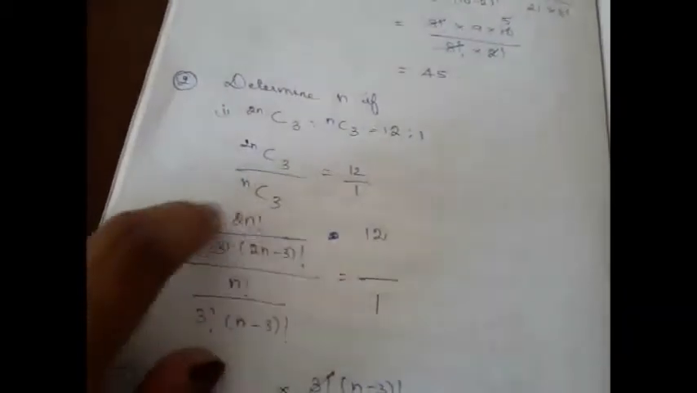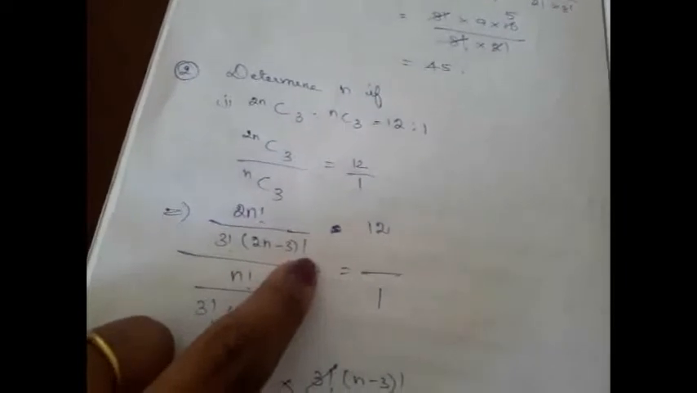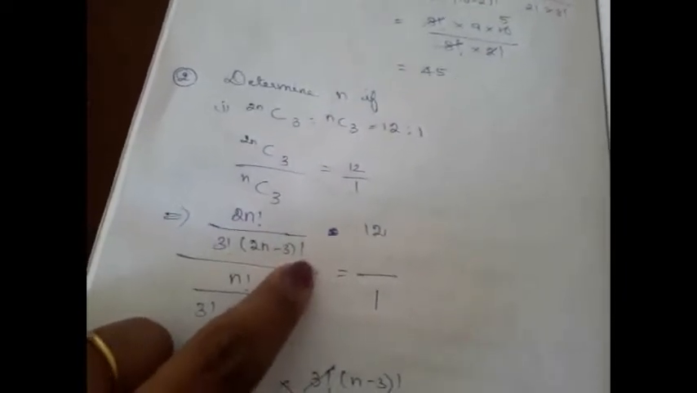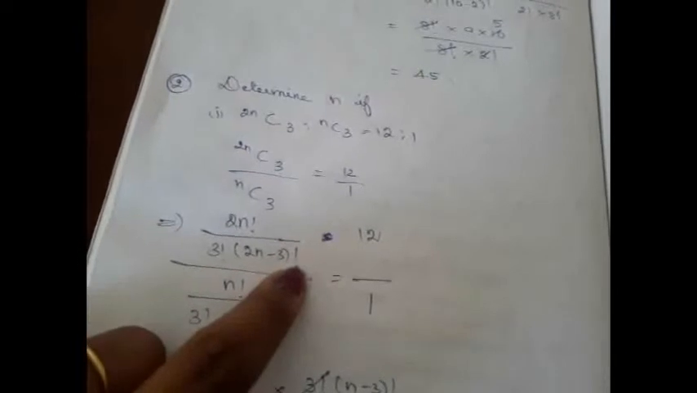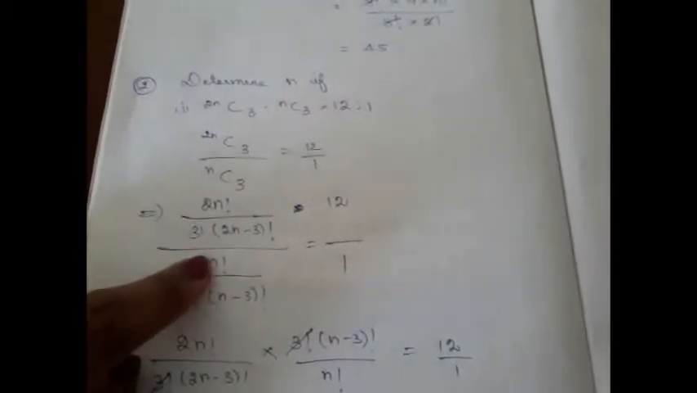Now 2n factorial can be written as 2n minus 3 factorial into 2n minus 2 into 2n minus 1 into 2n. Yes or no? Yes. And similarly, this n factorial can be written as n minus 3 factorial into n minus 2 into n minus 1 into n.